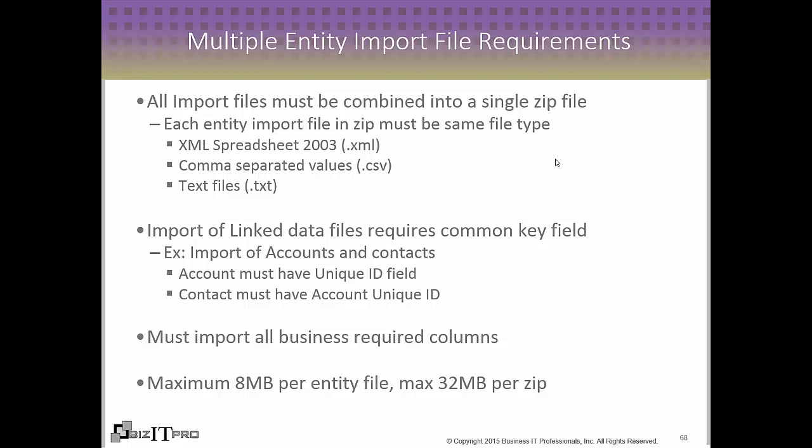If you want to link the data, it requires common key fields to be defined. So for instance, if you import accounts and contacts, the account must have a unique ID field, and that contact to be associated with the account must refer to that unique ID somewhere in the imported record. Again, you must import all business required columns, a maximum of 8 megabytes per entity file, and a max of 32 megabytes per zip file.